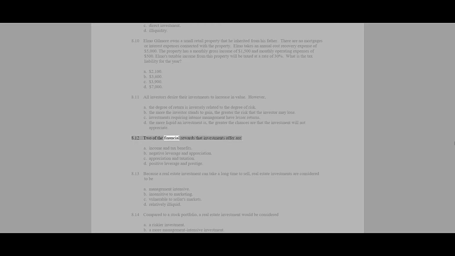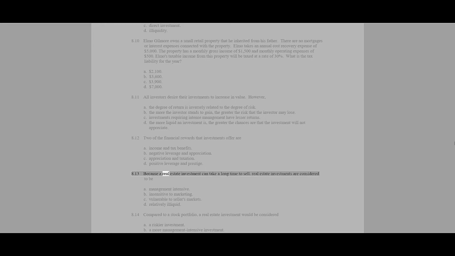8.12 Of the financial rewards that investments offer are: A. income and tax benefits. B. negative leverage and appreciation. C. appreciation and taxation. D. positive leverage and prestige.